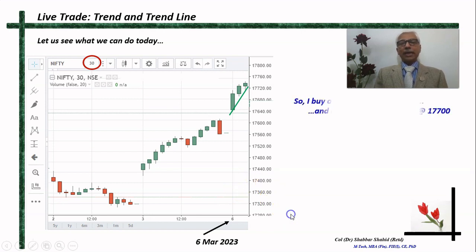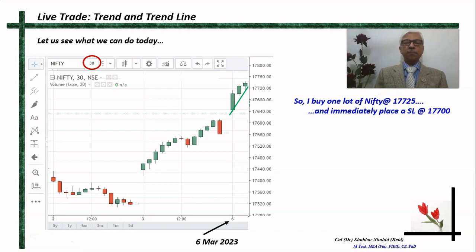All right. So what I do is I buy one lot of Nifty. One lot of Nifty is 50 shares of Nifty. I buy the same at 17,725. You see here it is showing somewhere around 17,725. I have already purchased one lot now. And I immediately place a stop loss at 17,700. Just in case the market does not go up and it starts coming down, I should not sustain heavy loss. Therefore, I place a stop loss.